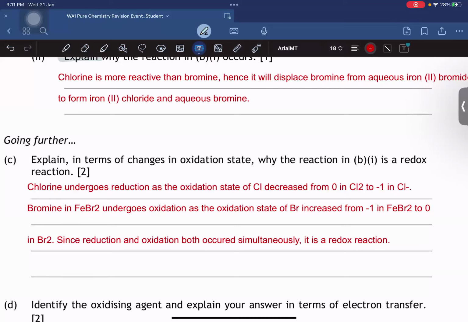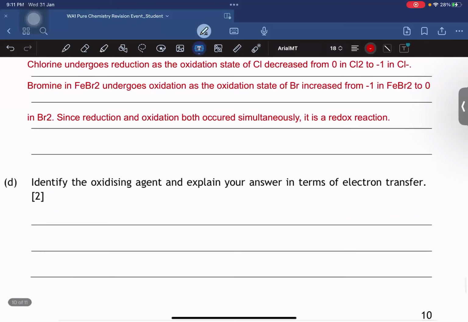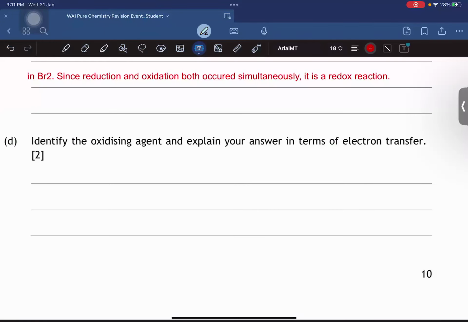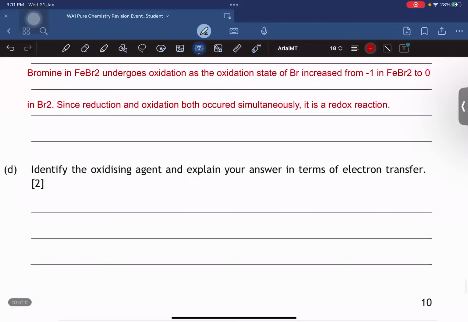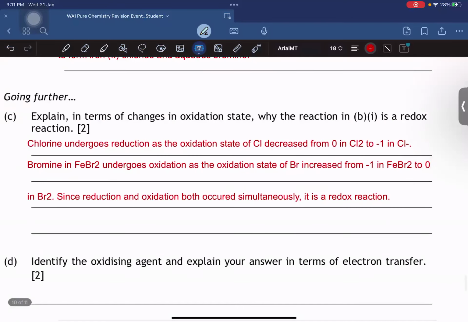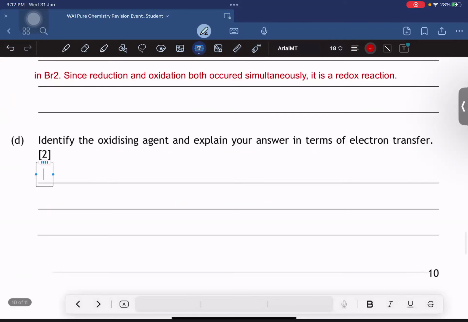Okay, done. The next one. Identify the oxidizing agent and explain your answer in terms of electron transfer. So, who is the oxidizing agent in this reaction here? The one that undergoes reduction. So, in this case, who is it? Chlorine. Now, what happens to chlorine in terms of electron transfer? How many electrons did chlorine lose so that bromine can gain? One, correct. Okay. So for this one here, guys, chlorine is the oxidizing agent.